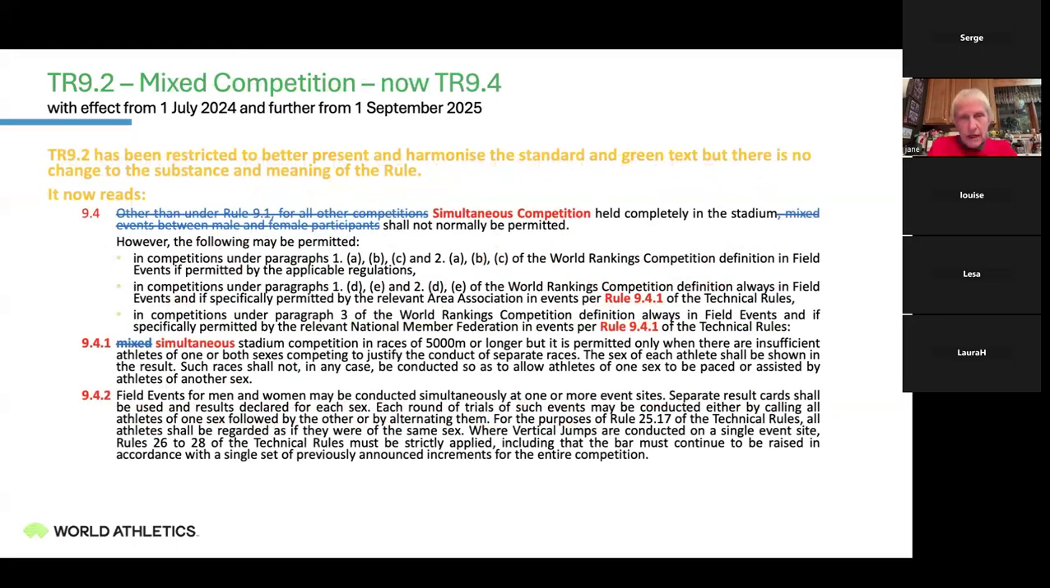Now, this I told you is the next slide. It's 9.4, which used to be 9.2, and it referred to mixed competition. I'm not going to read through all this. All it is, it's the old mixed competition rule, and they've changed everything to simultaneous competition. Okay, so the rule is the same, it's just simultaneous.